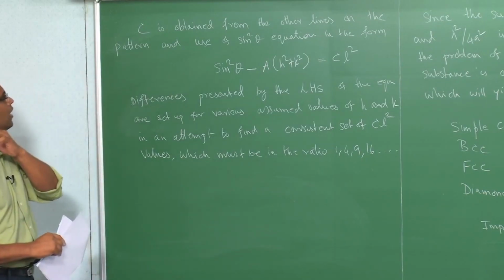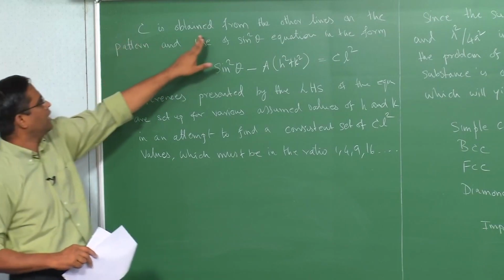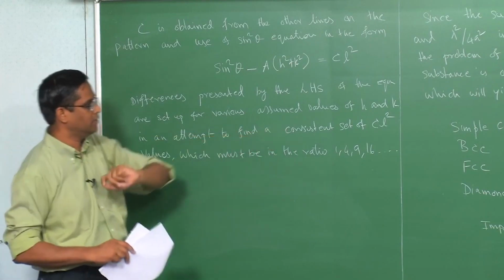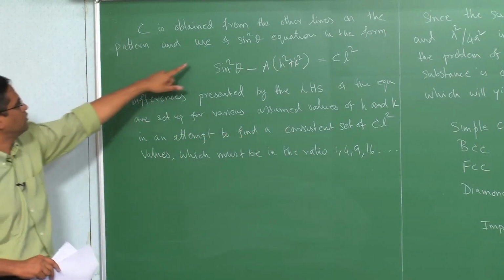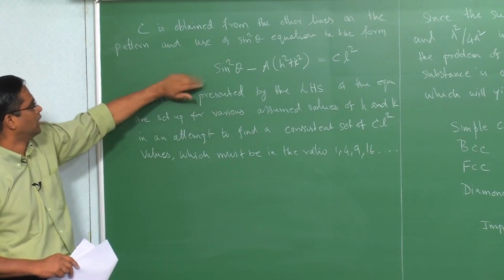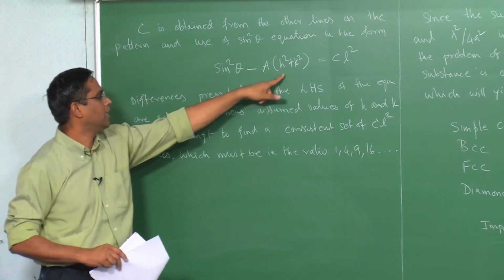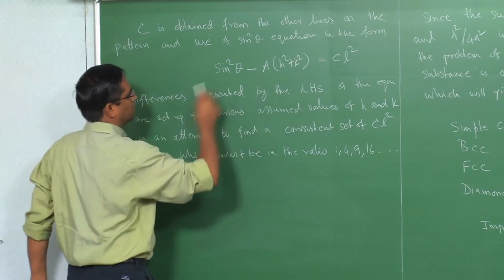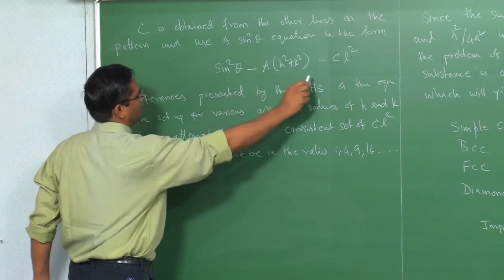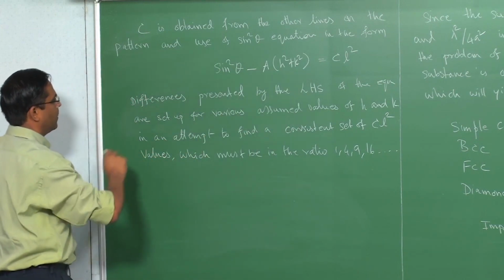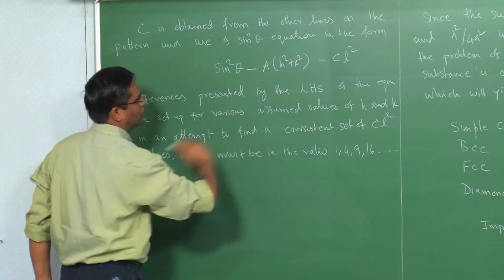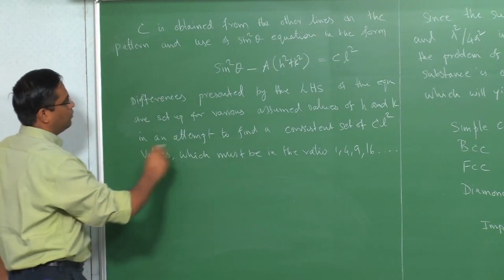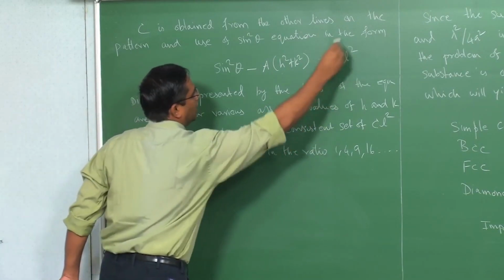So, I will repeat, C is obtained from the other lines, that means other than the hk0 lines on the pattern, and use the sin squared theta equation in the form sin squared theta minus A into h square plus k square is equal to C l square. The differences represented by the left hand side of this equation are set up for various assumed values of h and k in an attempt to find a consistent set of C l square.